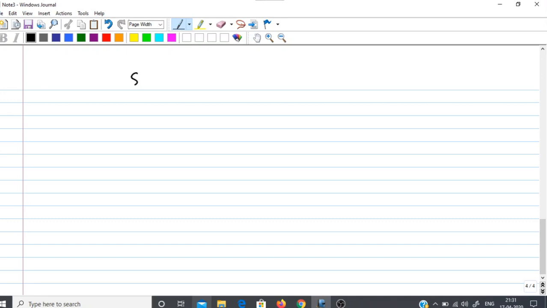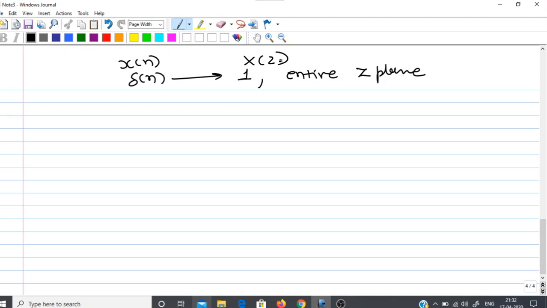As we already worked out the Z transform of unit impulse, and what was it? The Z transform of delta n was 1 and its ROC was the entire Z plane. So let me call this my x n and this my x of z. Now I can also draw this delta n. This is 1 at 0 and 0 elsewhere. So this is delta n.